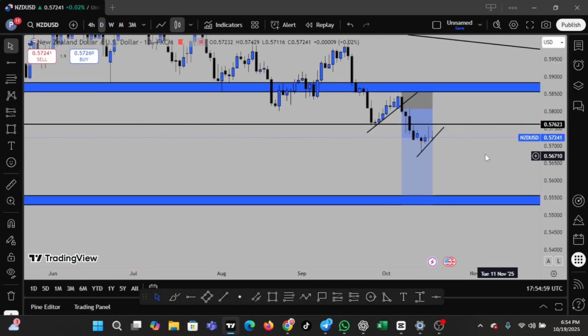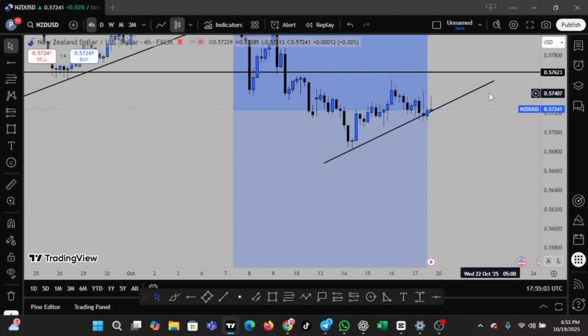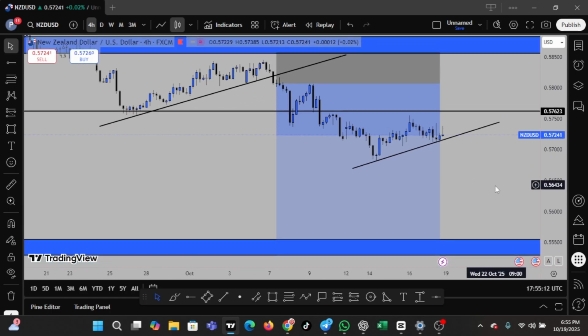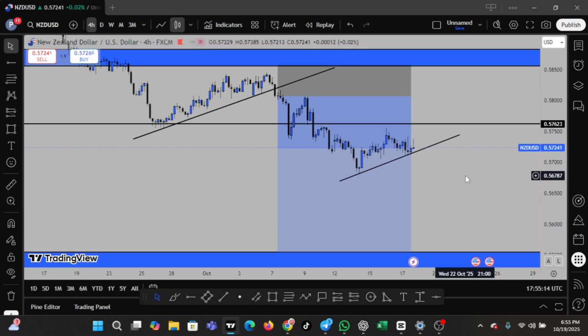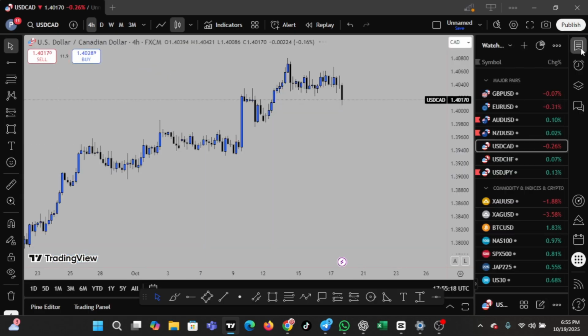I'm waiting for price to break below this counter trend line. I'll be looking to go short. Let me readjust my counter trend line like this. So I'm waiting for price to break below and I'll be looking to add more short opportunity on NZD USD.